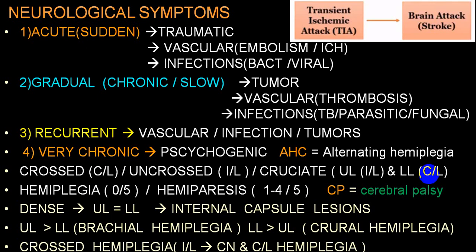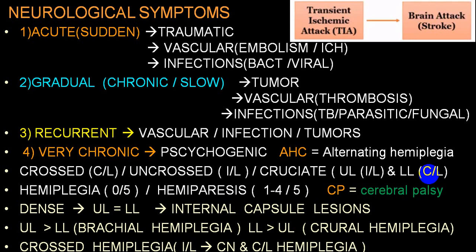If a person has total power of 0, we call that a hemiplegia, and if there is little power preserved, we call that a hemiparesis. If you get damage to the cerebral cortex or subcortical region during the prenatal, natal, or postnatal period after delivery, we label that as cerebral palsy, and in that we can have three varieties.